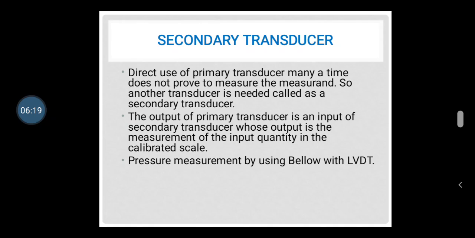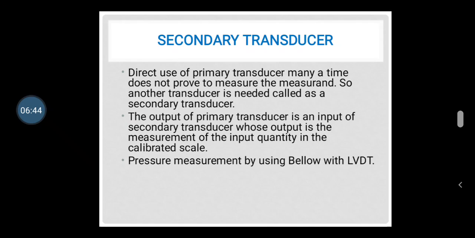Direct use of a primary transducer many a time does not prove sufficient to measure the measurand. So another transducer is needed, called a secondary transducer. बहुत बार सिर्फ प्राइमरी ट्रांसड्यूसर सिर्फ काफ़ी नहीं है मेजरमेंट को मेजर करने के लिए. सो दैट देयर अनदर ट्रांसड्यूसर इज रिक्वायर्ड एंड सच अनदर ट्रांसड्यूसर इज कॉल्ड एज अ सेकेंडरी ट्रांसड्यूसर.